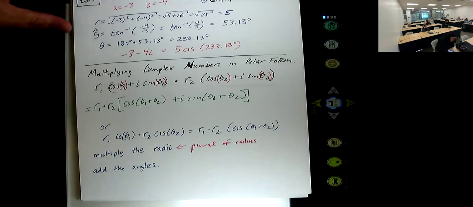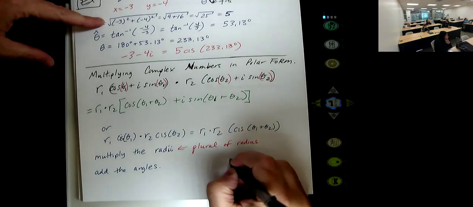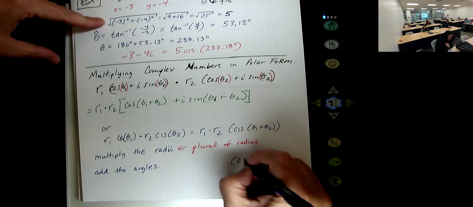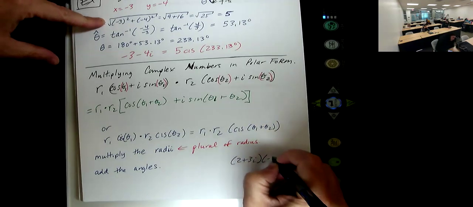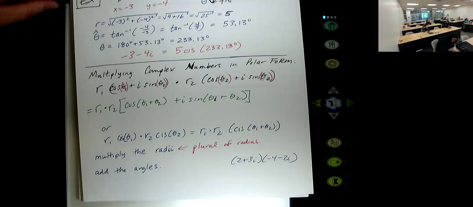This was like when we actually wrote it out, we had 2 plus 3i times -4 minus 2i. It's doing that one, but in polar form. So this one actually wasn't too bad. Like foiling isn't too bad, it doesn't take that long.